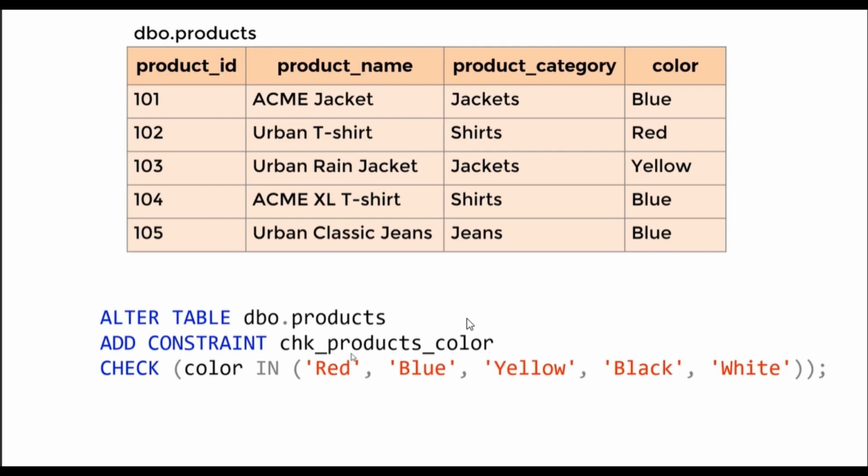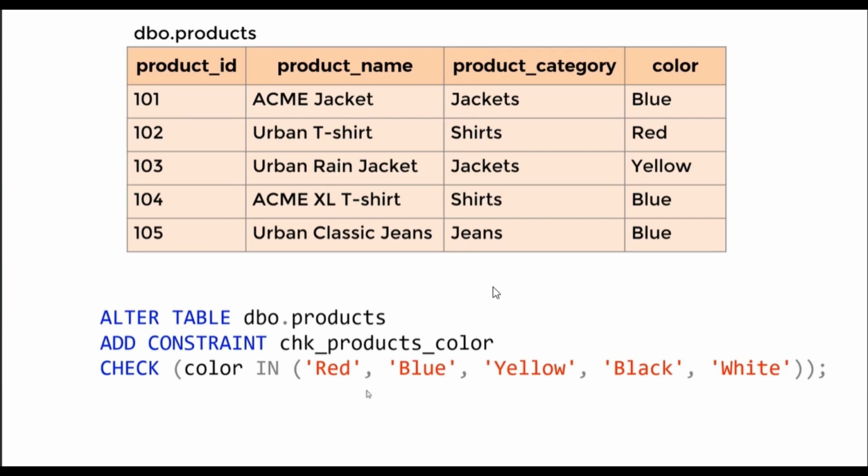This constraint ensures that the color column can only have one of these possible values. See here, the color column should be any one of these colors: red, blue, yellow, black, white. If you enter brown, sky blue, like that, any other color name, the table will not accept it. The table will accept only red, blue, yellow, black, white as per that constraint. The constraint checks the color, and if it is other than these colors, it will not insert the data into the table. This is the benefit of check constraint.